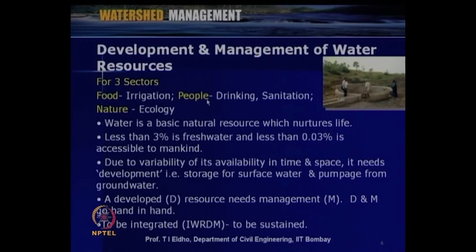And then the second sector is people. There we will be looking for water for drinking, sanitation, and also for industrial activities, recreation, etc. And then another sector is the so-called nature. Nature means the ecological needs for the considered area, so we should have sufficient water for that purpose. So, whenever we are looking at water resource development and management, we are mainly looking at three sectors: one is food, then the people's needs, and then ecological or natural needs.